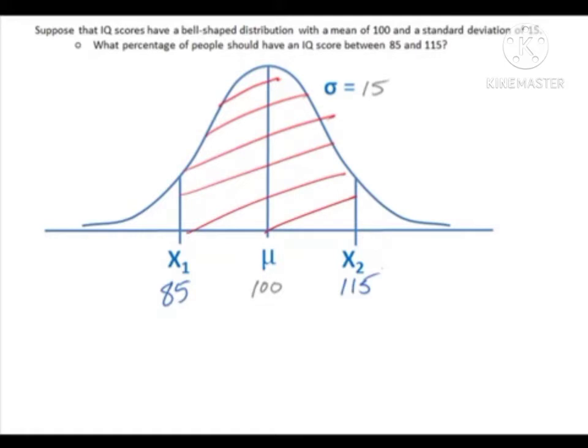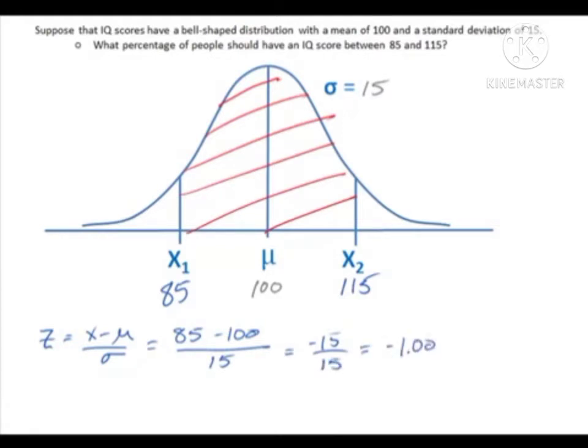The first thing we have to do is find a z-score. Z is equal to x minus the mean over standard deviation. X being 85, minus 100, over the standard deviation of 15. This is equal to negative 15 over 15, which is equal to negative 1.00. So the distance between x1 and mu is negative 1.00 standard deviations.